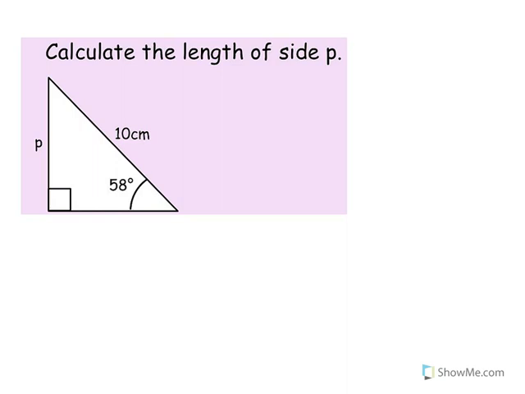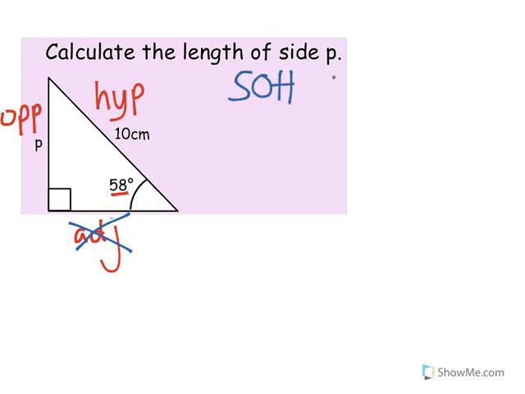So when we're labelling the sides, we're going to label them hyp, which is the hypotenuse, which is the longest side, the opposite side, which is opposite the given angle, and then the adjacent side, which is next to the angle. Once you've got your sides labelled, you then need to find which side has no information with it. So we can see that the hypotenuse is 10 centimetres, the opposite side is P, so that's the value that we're actually trying to find, and the adjacent side has no information, so therefore we're going to get rid of that one.